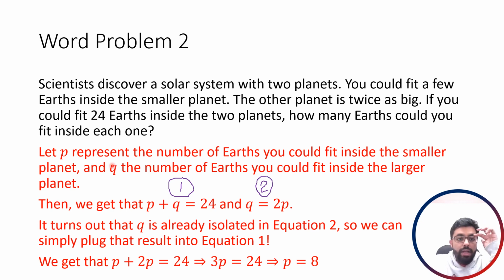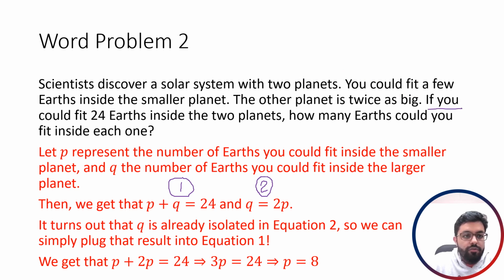All right, so let P represent the number of Earths you could fit inside the smaller planet, and Q the number of Earths you could fit inside the larger planet. That's the let statement. Now, the two equations. This first one, P plus Q equals 24. What's P? P is the number of Earths that you can fit inside the smaller planet, and Q is the number of Earths that you could fit inside the other one. So the number that you can fit here plus the number you can fit here is the total number of Earths that you can fit inside these two planets.